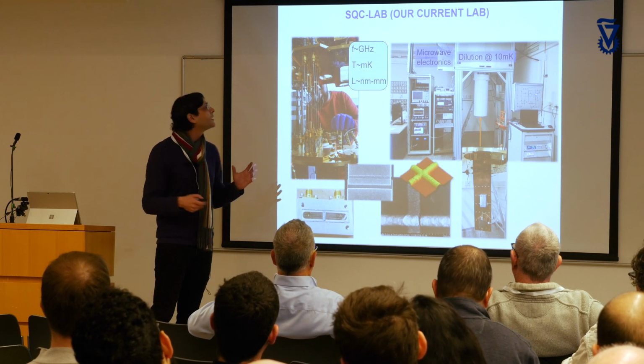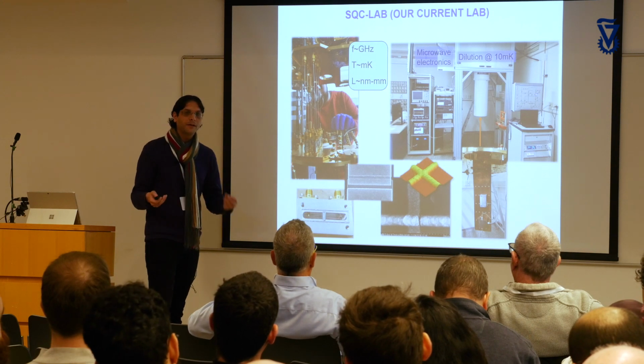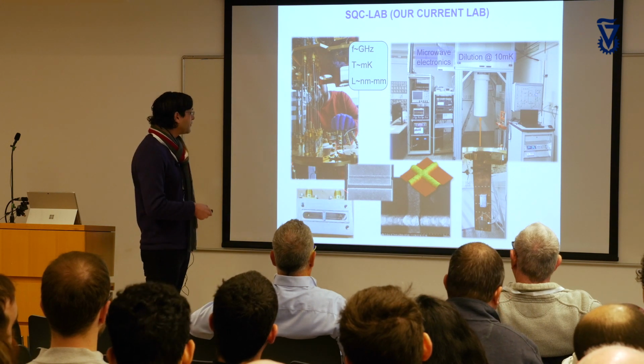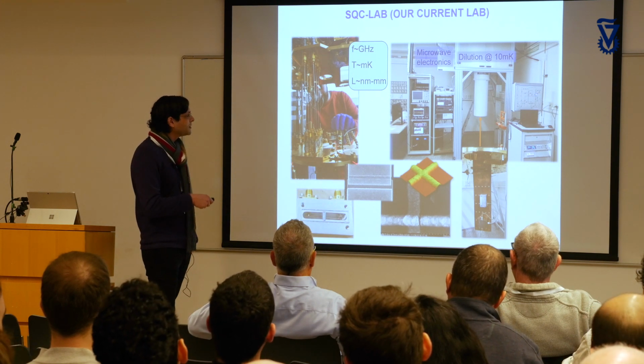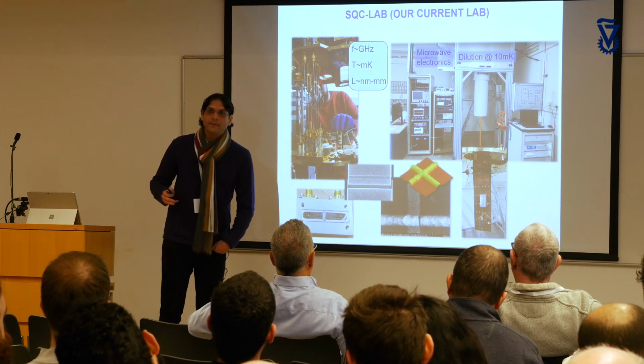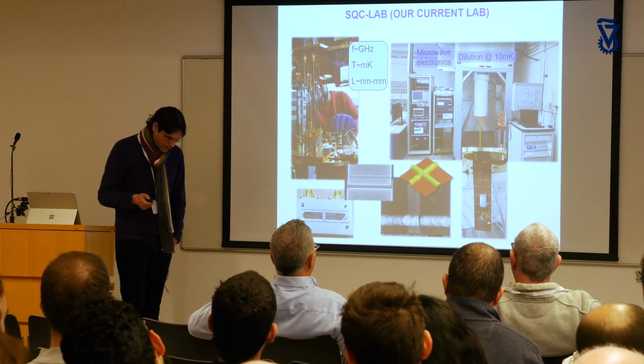Okay, so this is what we're looking at: gigahertz frequencies, millikelvin temperatures, and nanometer to millimeter size circuits. Okay, so this is all we're talking about. And you have to fabricate them, mount them inside the dilution refrigerator, and measure them with standard microwave electronics. Okay, so this is what a lab looks like.